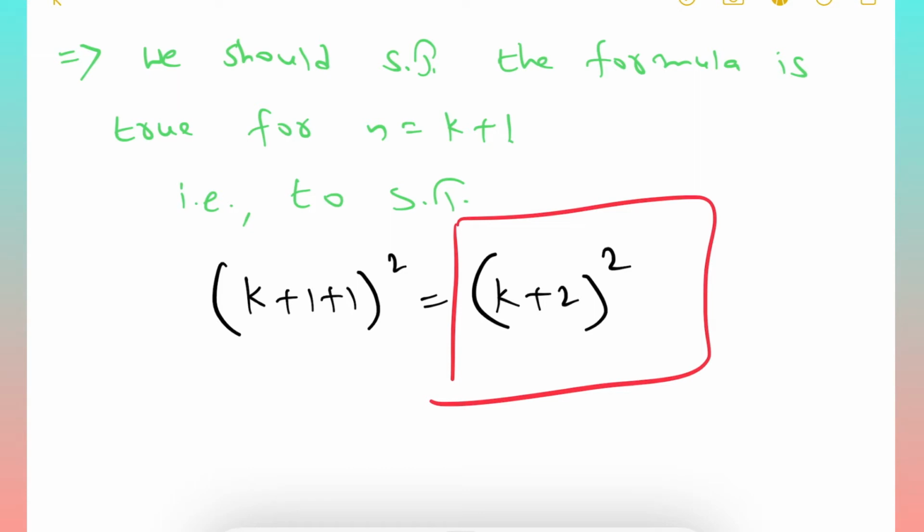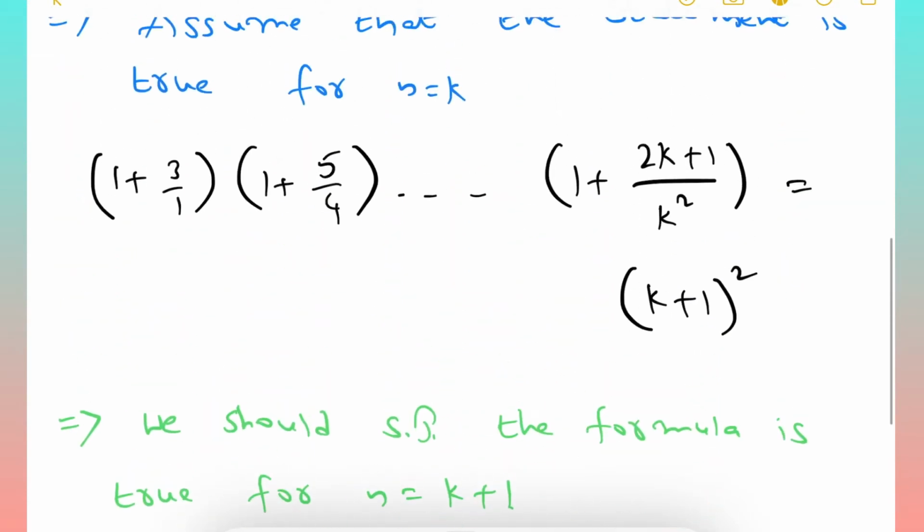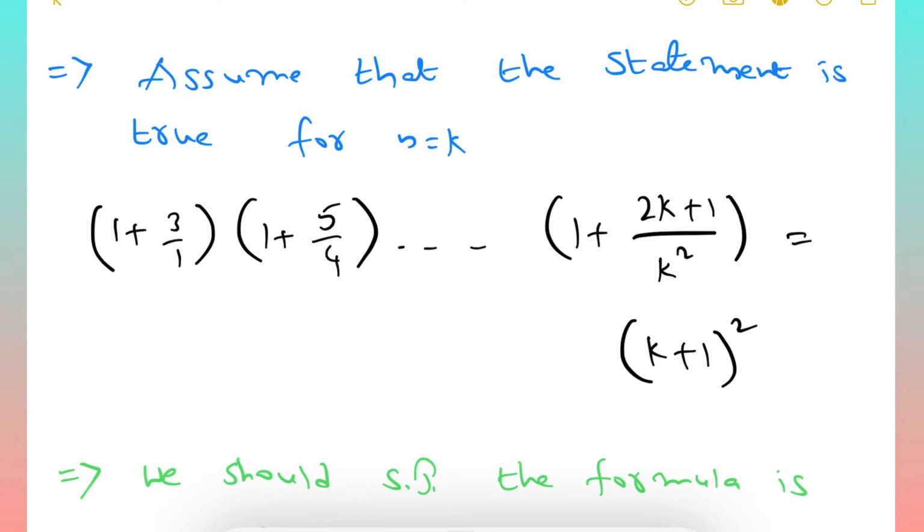So for that I will take the help from step 2. Here in step 2 we have 1 plus 3 by 1 into 1 plus 5 by 4 and so on, 1 plus 2k plus 1 by k square. I'll write that step as it is.